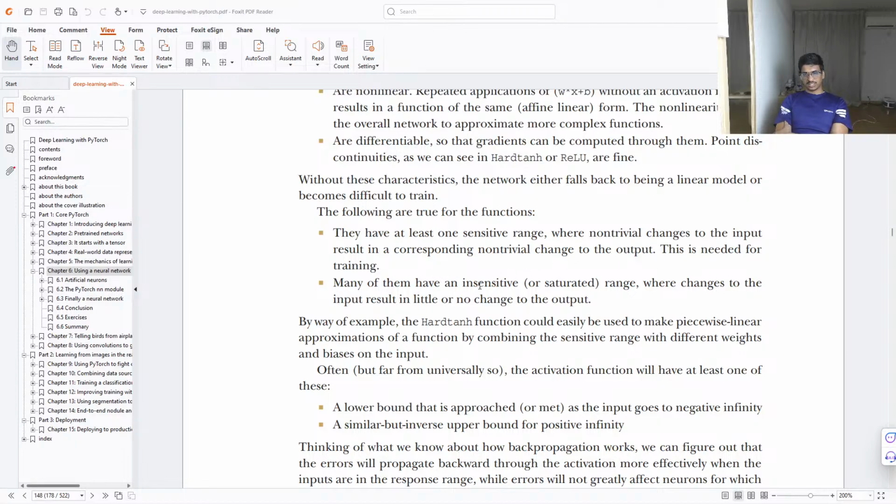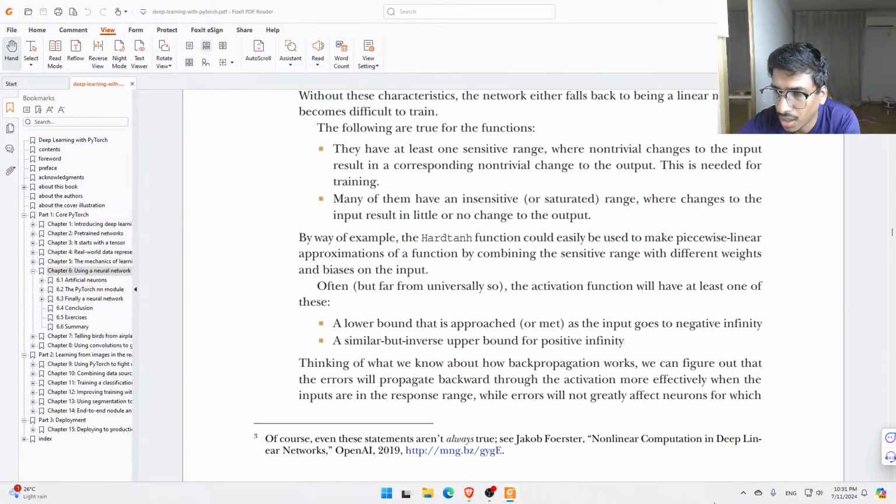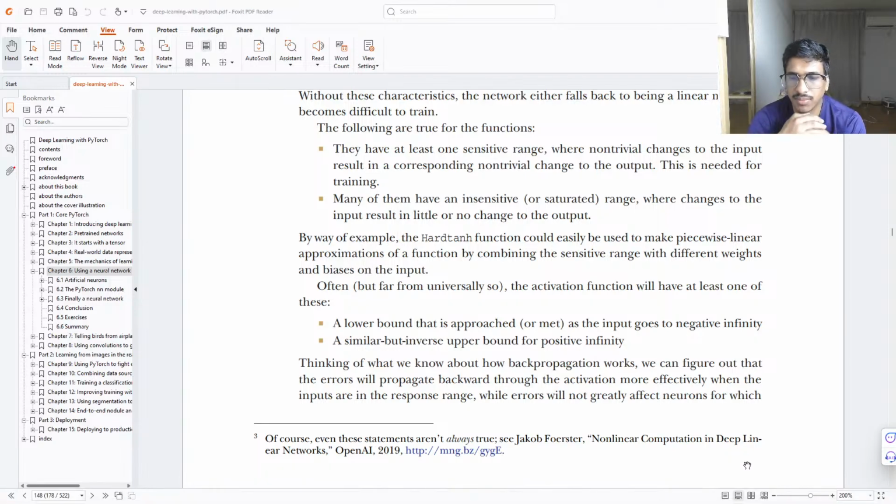Many of them have an insensitive or saturated range where changes to the inputs result in little or no change to the output. By way of example, the hardness function could easily be used to make a piecewise linear approximation of a function by combining the sensitive range with different weights and bias on the input, often but far from universally so. The activation function will have at least one of these: a lower bound that is approached or met as the input goes to negative infinity, or a similar but inverse upper bound for positive infinity.